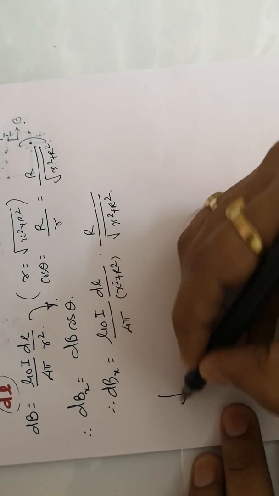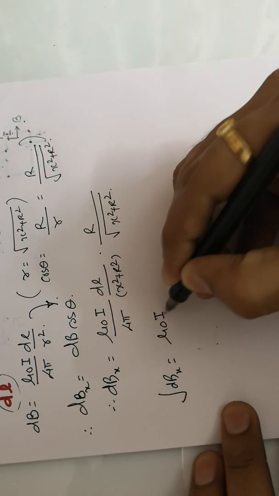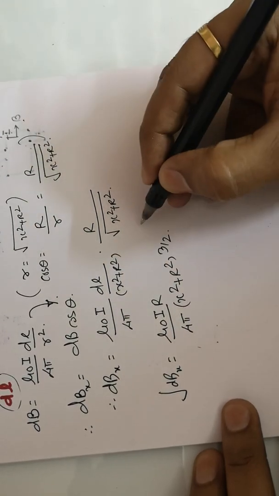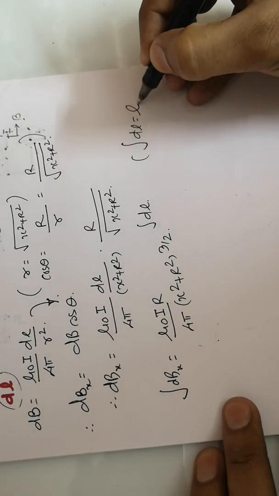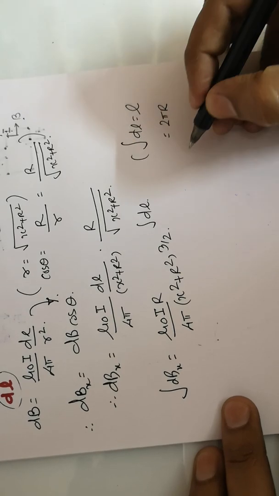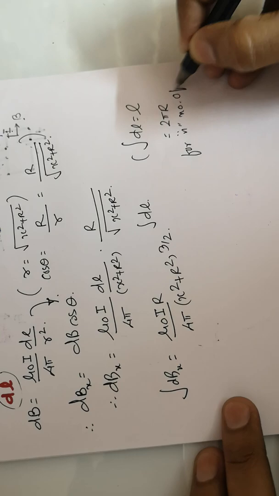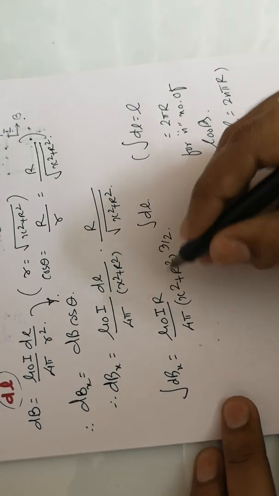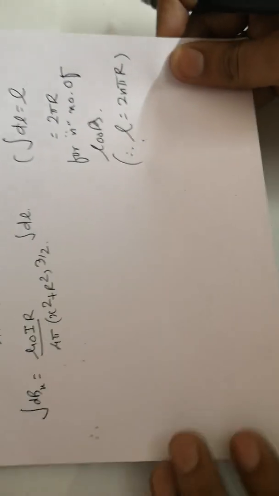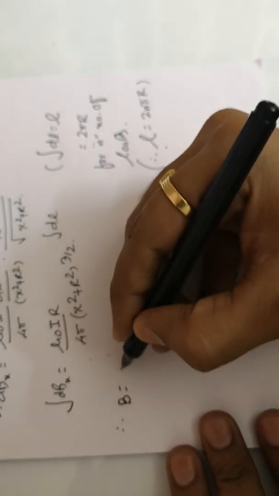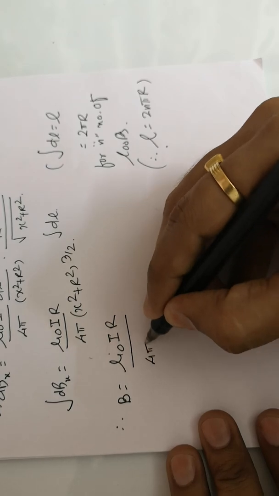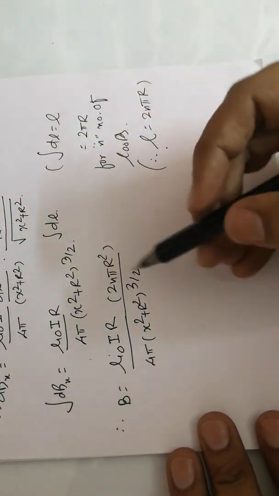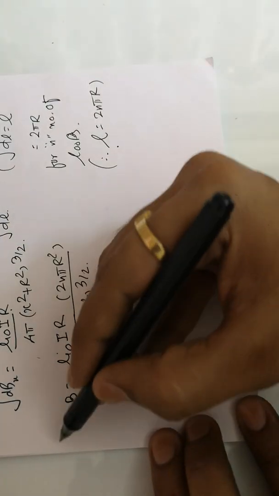Simplifying, the integration of dBx gives mu 0 I upon 4 pi into x square plus R square raised to 3 by 2, into R, and then the integration of dl. You are aware that the integration of dl is L, which is 2 pi R, and for n number of loops my L will become 2 n pi R. So I place all this data here. The integration of dB gives B equals mu 0 I R upon 4 pi into x square plus R square raised to 3 by 2, into 2 n pi R, because this R is already there and 2 n pi I have placed here. So this is the first expression.